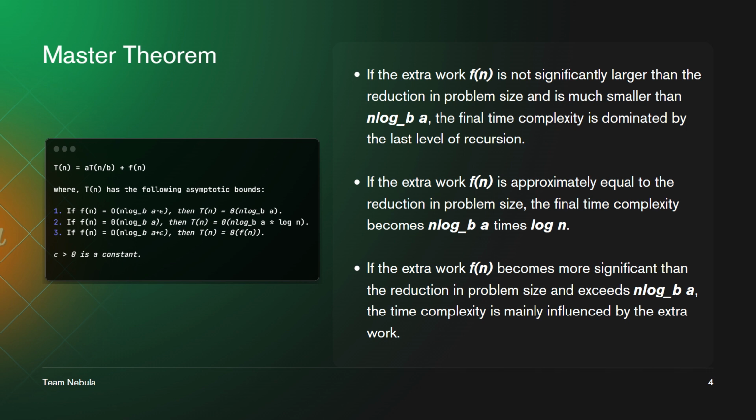If the extra work f(n) is about the same as the reduction in problem size, then our final time complexity will be n^(log_b a) times log n. If the extra work f(n) starts to become more significant than the reduction in problem size and it's bigger than n^(log_b a), then our time complexity will be influenced mainly by the extra work. So these rules help us quickly figure out how long our algorithm will take to solve a problem.